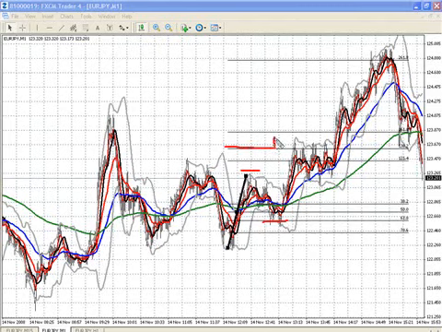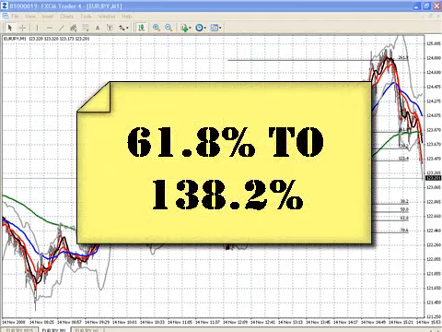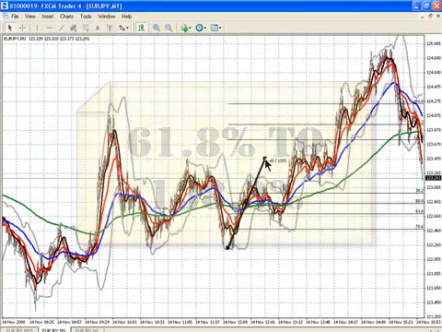A 1382. Look at this. This is the 1382. Okay? 618 to 1382. And look at top, top, top, top. Is there any doubt in the world that that was a perfect Fibonacci? It was absolutely, totally perfect. The 618 to a 1382 ratio.